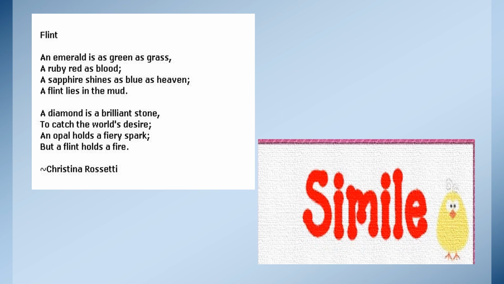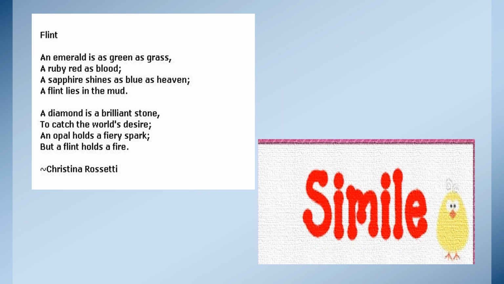In this poem, an emerald that is green in color is compared to grass, which also is green in color. Ruby that is red in color is compared to blood, which also is red in color. A sapphire, also a blue stone, is compared to heaven, which we usually imagine as blue in color.